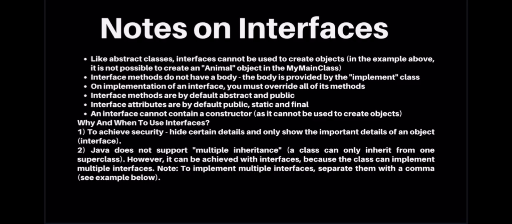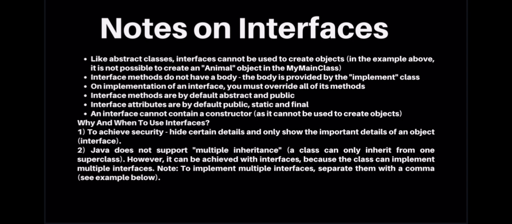Note that interfaces, like abstract classes, cannot be used to create objects. In the example above, it is not possible to create an Animal object in the main class. Interface methods do not have a body. The body is provided by the implement class. On implementation of an interface, you must override all of its methods. Interface methods are by default abstract and public. Interface attributes are by default public, static, and final. And an interface cannot contain a constructor, as it cannot be used to create objects.